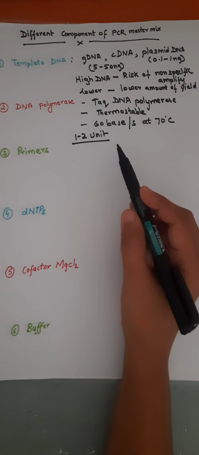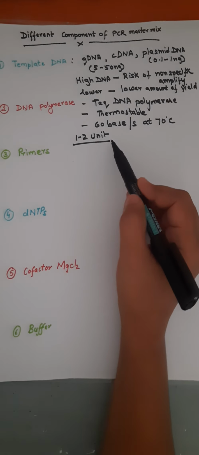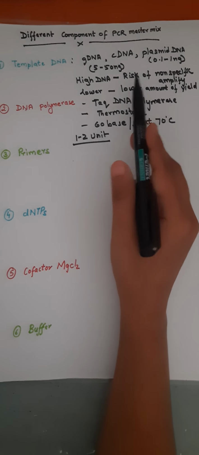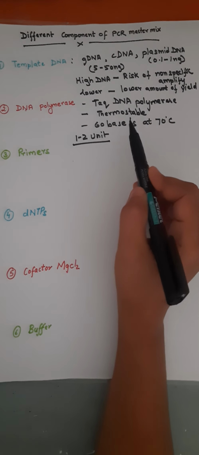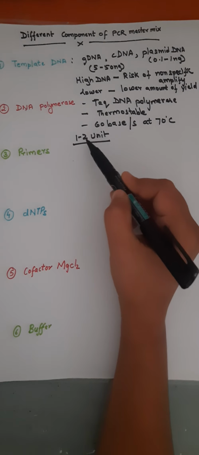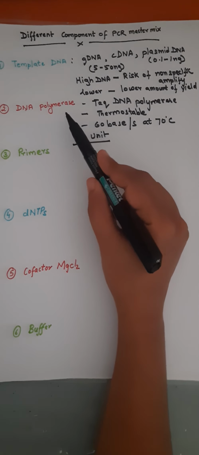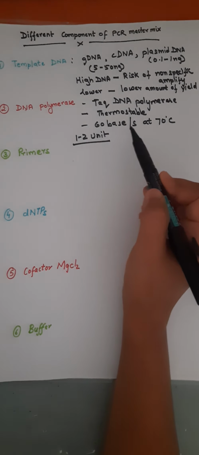However, it is also necessary to adjust the enzyme input, because if there is an inhibitor present in the template DNA, then increasing the amount of DNA polymerase can improve our final yield.